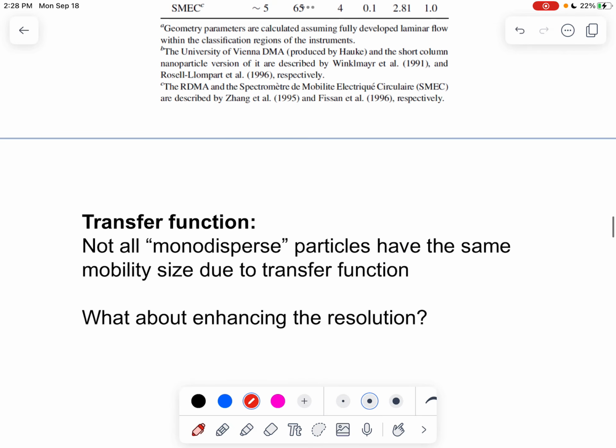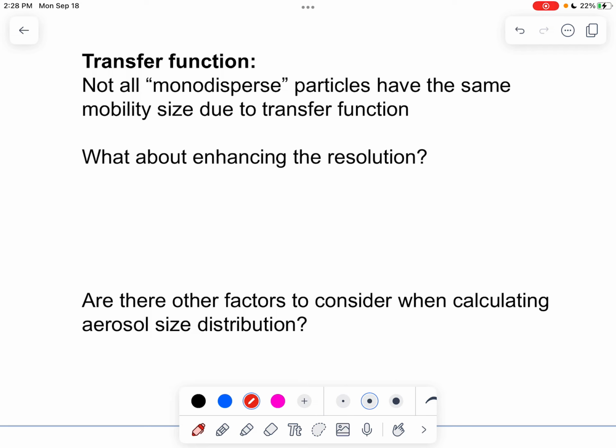Based on the discussion of the transfer function, you can see that not all of these monodispersed particles are being classified as the same size. Put it another way, not all of the particles being classified at a certain voltage are going to have the same size, because you have this triangular, or Gaussian shaped, transfer function. Even when you're fixing the DMA voltage to be this value, particles of different sizes are going to get classified.